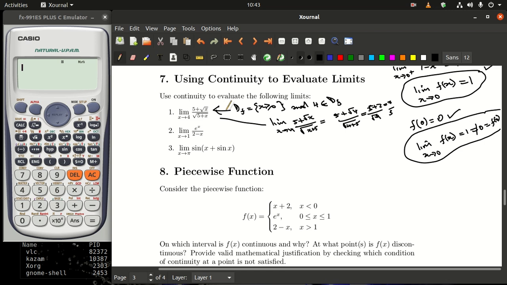So when the question is saying use continuity, you need to talk about the domain. And then secondly, this value here, which is the one that we're approaching, must be inside the domain. That's what you need to do to use continuity to evaluate limits. Domain and that. That's what is important.